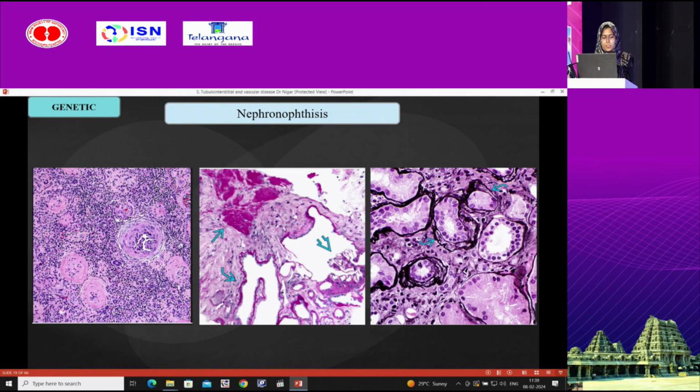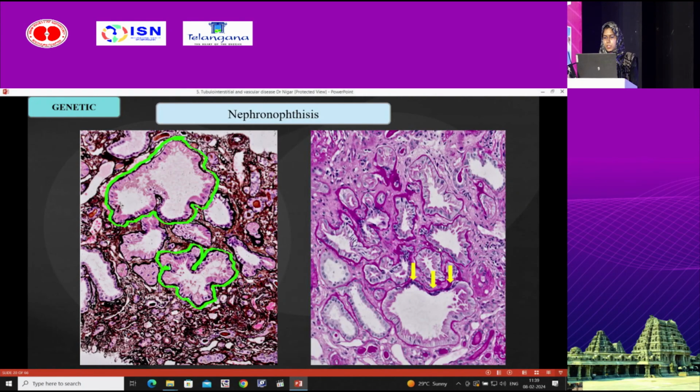In nephronophthisis, this is an autosomal recessive group of disorders which is due to mutations in genes encoding for the primary cilium. What we see in the biopsy is glomerular sclerosis and tubular atrophy accompanied by fibrosis. There are pools of extravasated Tamm-Horsfall protein. Sometimes there can be glomerular cysts and tubular basement membrane duplication.